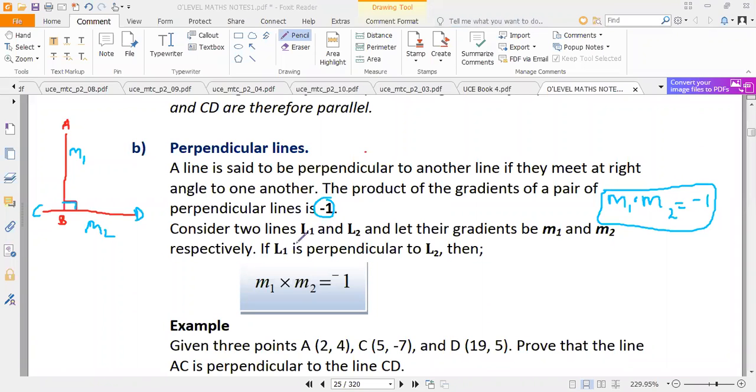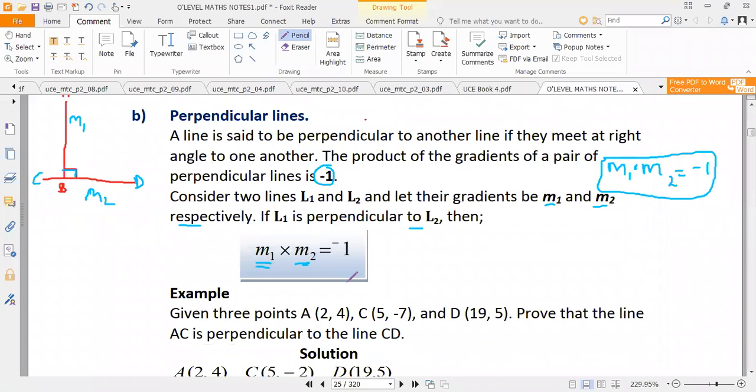So in this case, we've considered lines L1 and L2, and if their gradients are M1 and M2 respectively, then if L1 is perpendicular to L2, the product of their gradients, that is M1 multiplied by M2, should give an answer of -1.